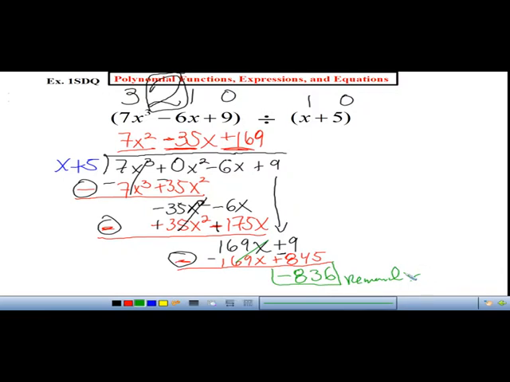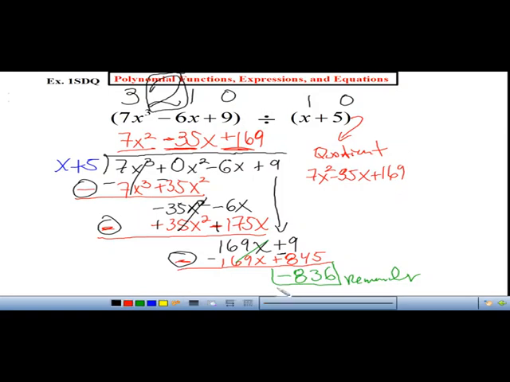So let's write our quotient. All right, so what's our quotient? Our quotient is this one. So we get 7x squared minus 35x plus 169. However, now we have a remainder.